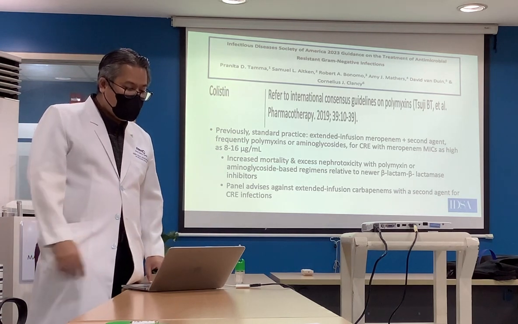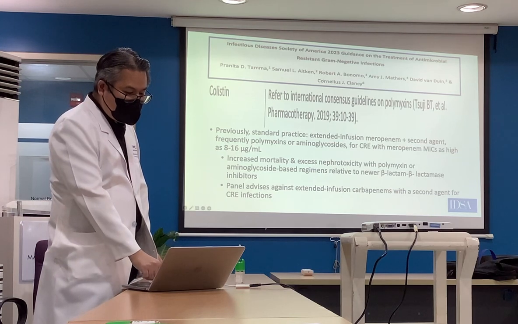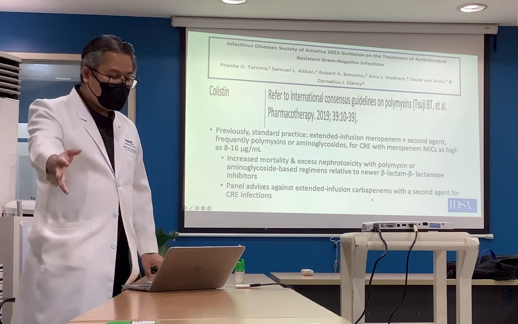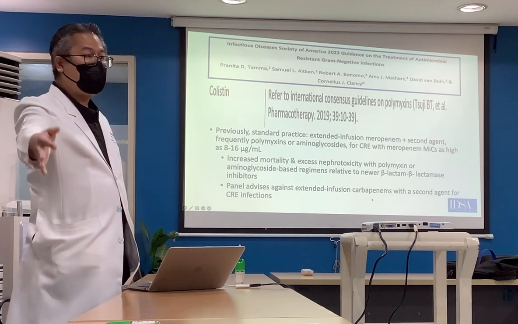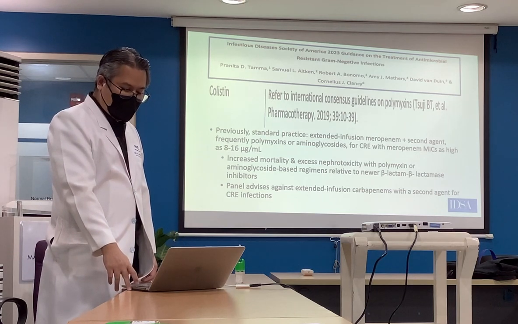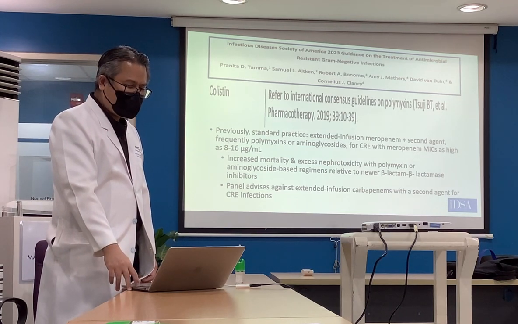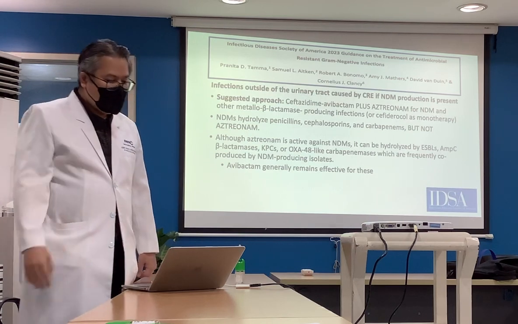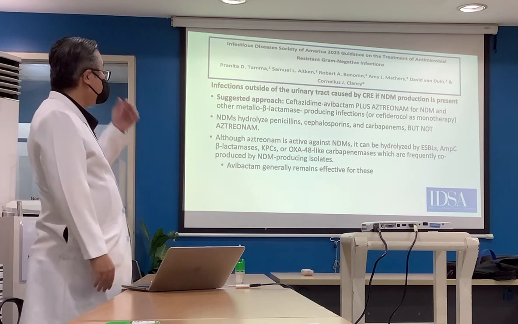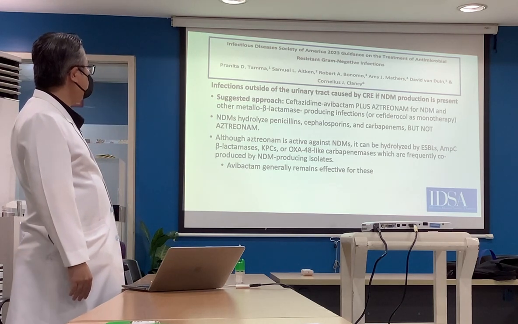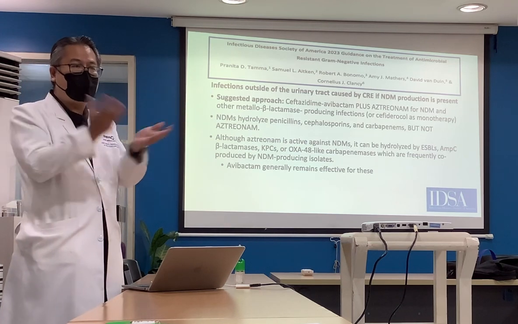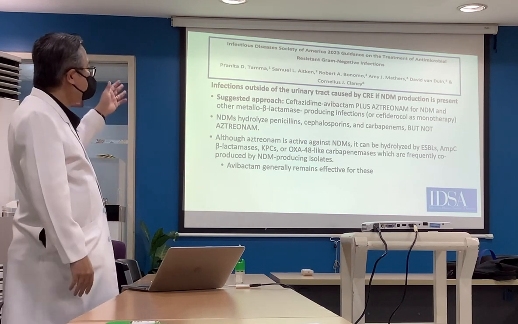And therefore, in the 2023 IDSA guidance, the panel now advises against extended infusion carbapenem with a second agent, whether polymyxin, colistin, or aminoglycosides. So it went down. So let's go through the guideline bit by bit, so that we won't miss anything. We'll start with the infections. I won't go through the ones that are already marked X. We'll go through the green light.